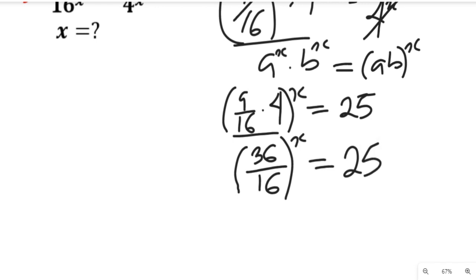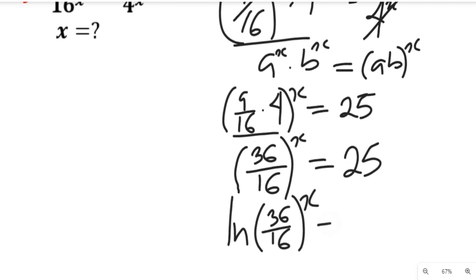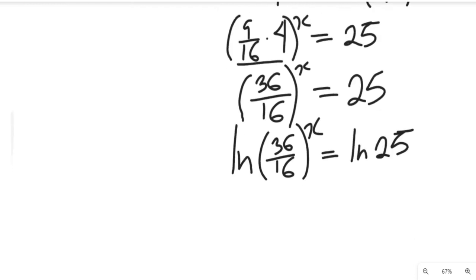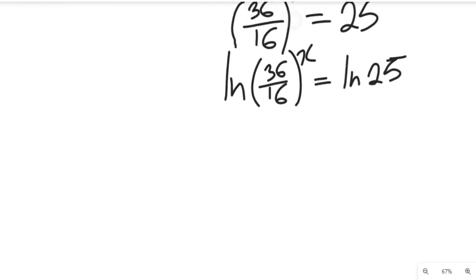Now, having gotten that, we are going to take the natural log of both sides. So we take the natural log of both sides. We have the natural log of 36 divided by 16 all to the power of x equal to the natural log of 25. Now, if we do that, the power x will come over here according to the law of logarithm.